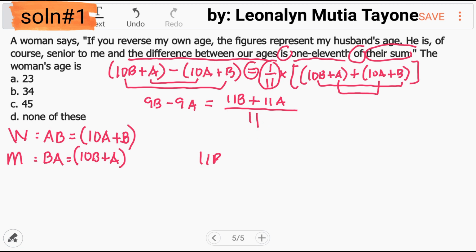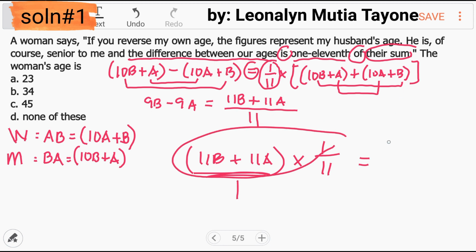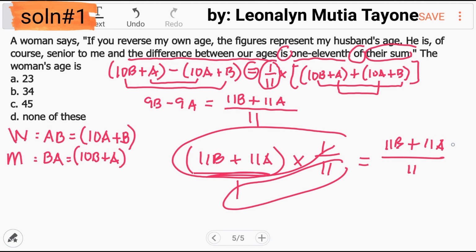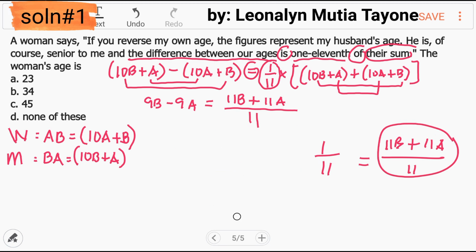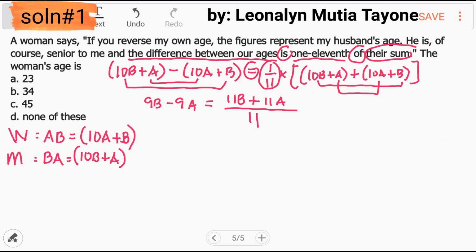Again, 11b plus 11a, i-multiply yan sa 1 over 11, kasi ito considered yan sa whole number, kaya ang denominator dyan ay 1. So, numerator to numerator, and that is equals to 11b plus 11a, tapos denominator natin ay 11. Kaya ito na yung itsura niya. Dinetalye lang natin para maintindihan ng iba. Next, since itong si 11 pang-divide dyan, pag i-transfer na natin sa kabila, pang-multiply na siya sa 9b minus 9a. So, maging ganito na siya.